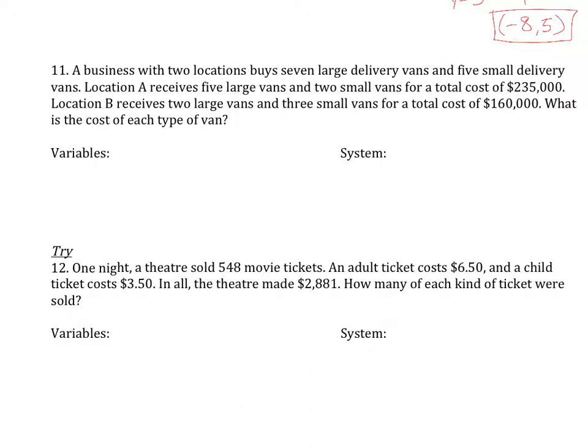All right, so it tells us a business with 2 locations buys 7 large delivery vans and 5 small delivery vans. Okay. So that seems like a total number of vehicles. A receives 5 large vans and 2 small vans for a total cost of $235,000. B, let's do a different color. B receives 2 large vans and 3 small vans for a total cost of $160,000. Then it asks me, what is the cost of each type?